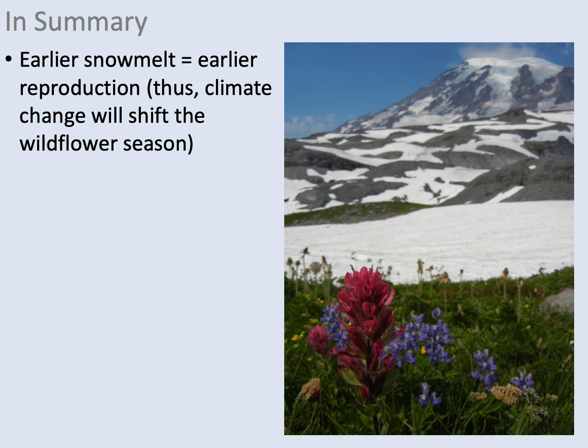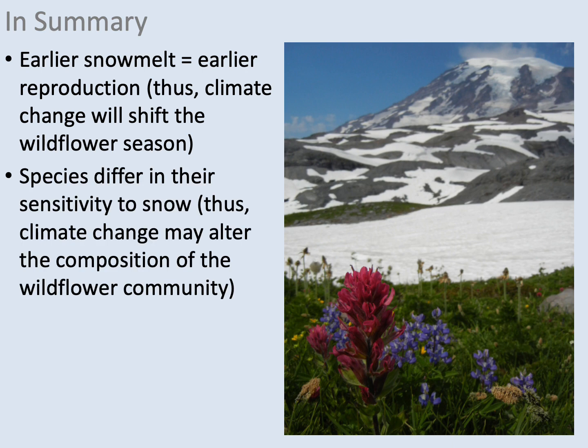So to summarize, your data have demonstrated that snow plays an important role in controlling the timing of flowering and fruit production in the system. This means that climate change will shift the wildflower season earlier. Your data have also demonstrated that despite the fact that all the species we have studied are sensitive to snowmelt, they also do differ in their responses.